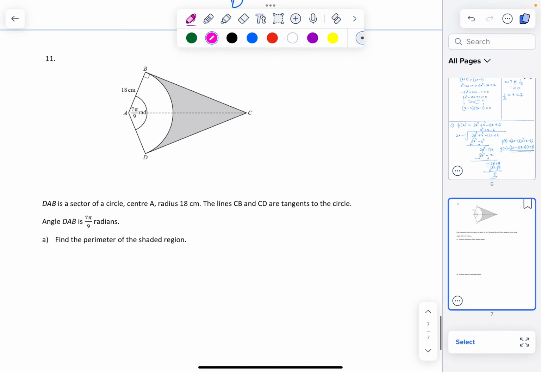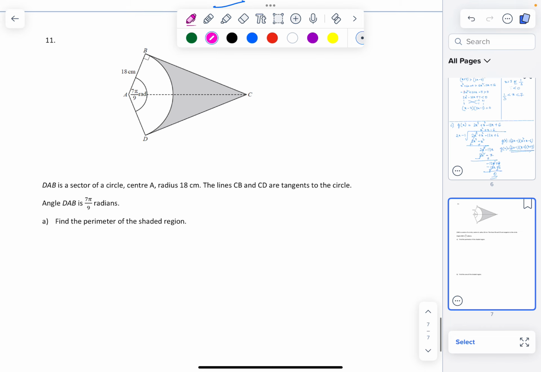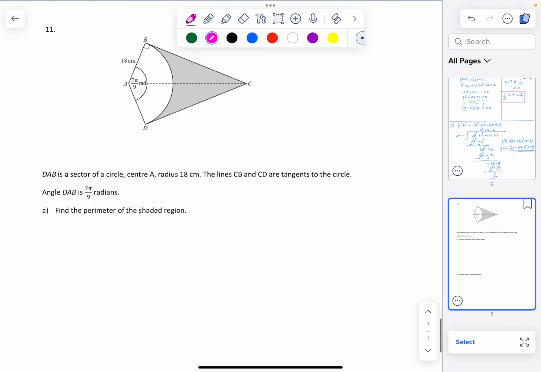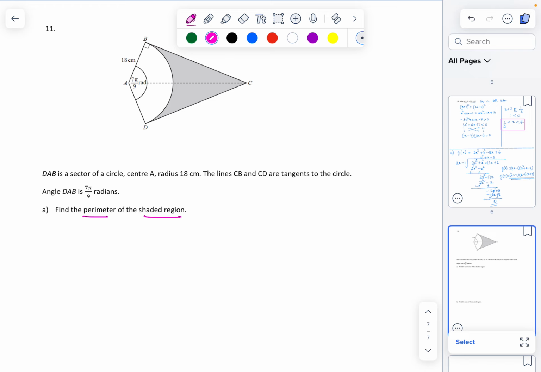Then question number 11. DAB is a sector of a circle, center A, radius is 18. The lines CB and CD are the tangents to the circle. Angle DAB is 7 pi over 9 radians. Find the perimeter of the shaded region. So first, perimeter is going to be arc length plus BC plus DC. So understand, this is the perimeter.